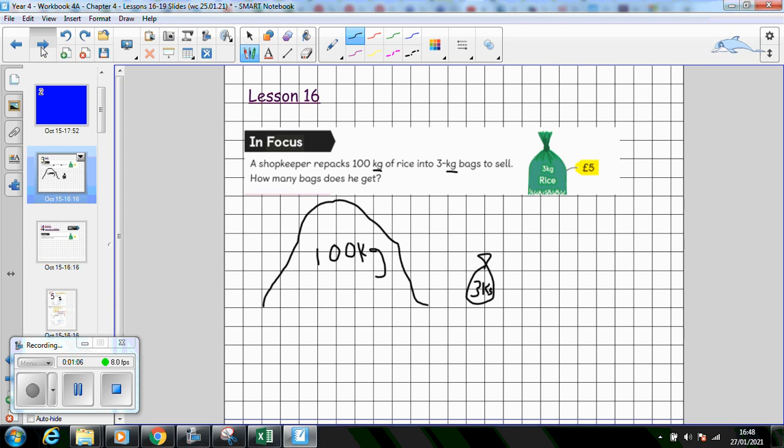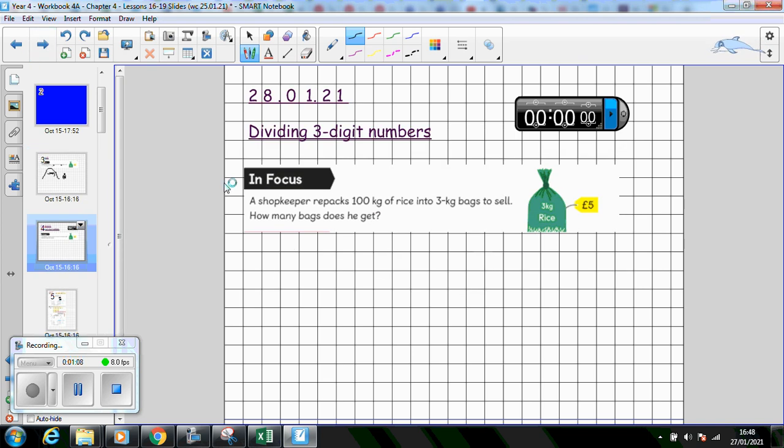So we're looking at dividing 3-digit numbers. Many of you will have understood that we've been looking at this bus stop method of division, and you will have written 3 and 100 to show that we are dividing 100 kilograms of rice into lots of 3 kilograms.